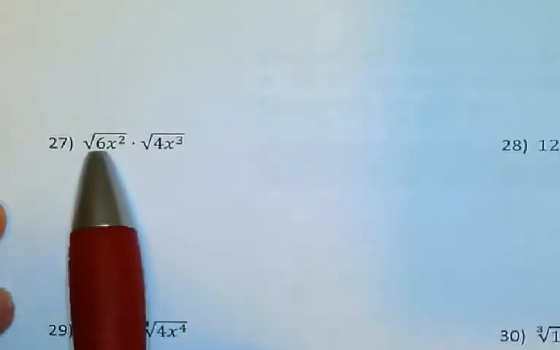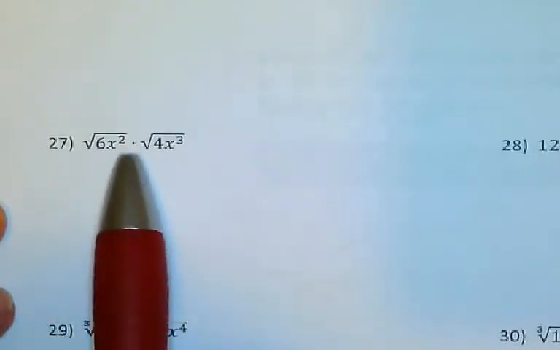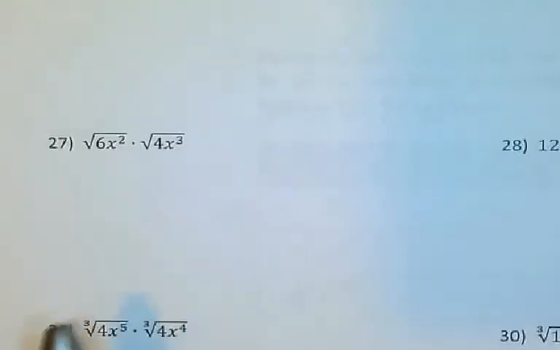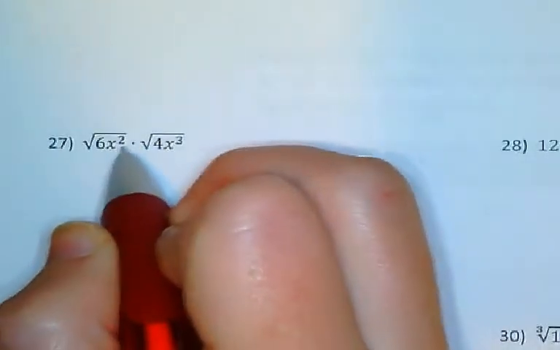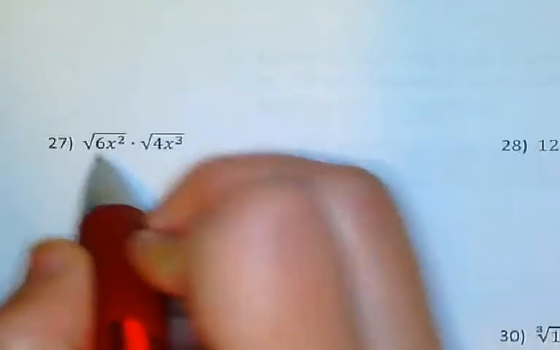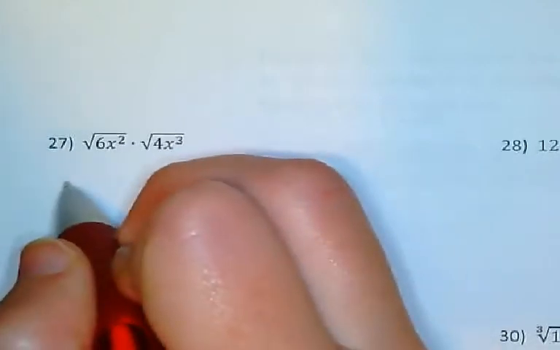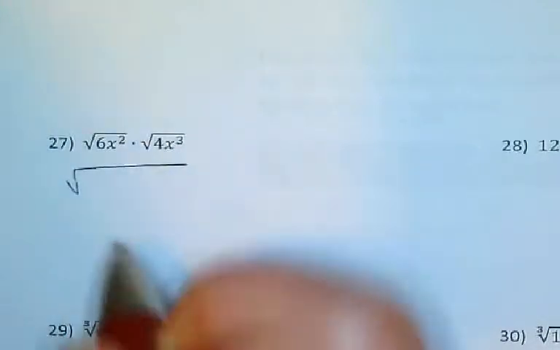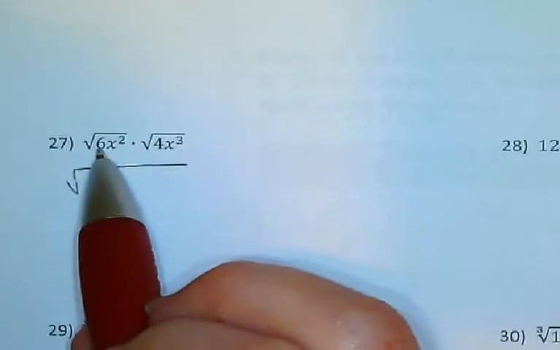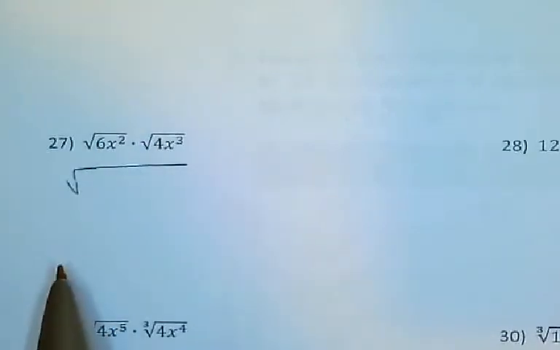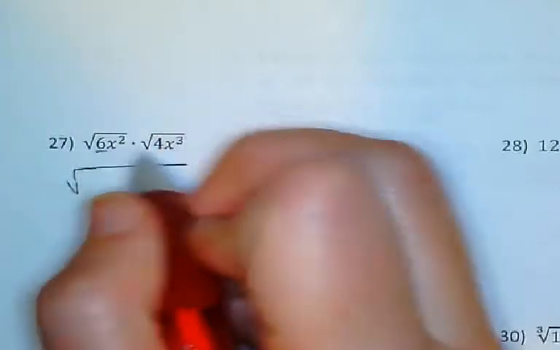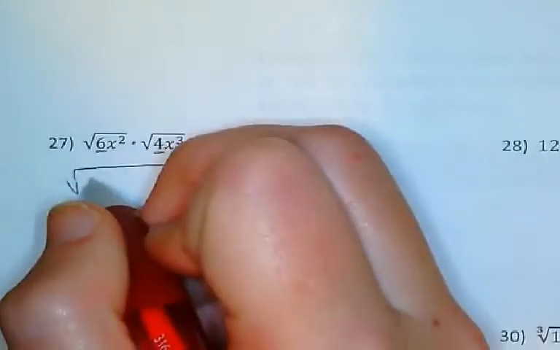So, we've got the square root of 6x squared times the square root of 4x cubed. Now, when we multiply things, we can just multiply these straight together. Alright? Just put it all into one and then break it down. Since all of this is in a square root and all of this is in a square root, my whole thing is going to end up being in a square root. And 6 times 4 is 24.